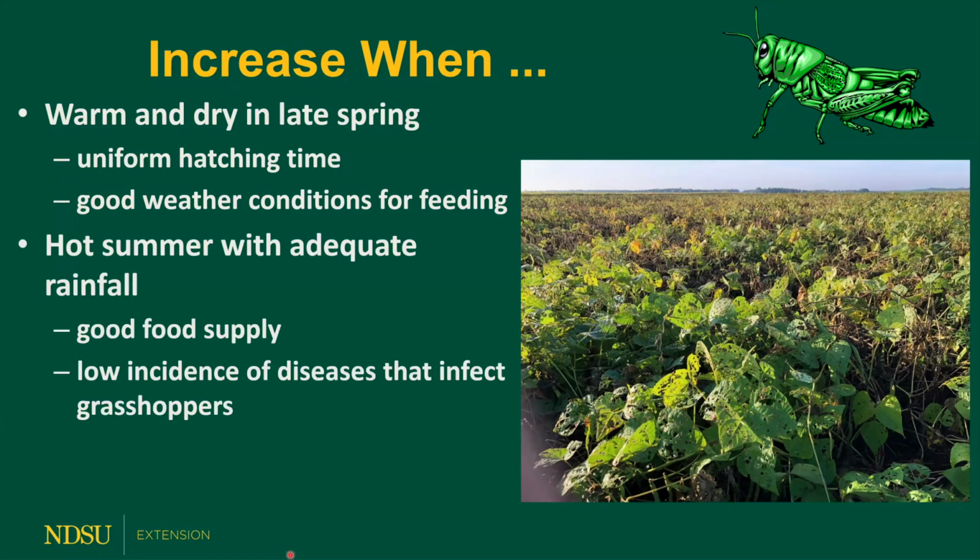And then the hot summer temperatures and adequate rainfall ensure that the crops are growing well and plenty of food for the grasshoppers to eat. And that also decreases the amount of diseases that can infect the grasshoppers and kill them. Late fall, we got a long egg laying period, which we've had the last several years. So there's plenty of time for that female to lay her eggs. And as you can see, there's quite severe defoliation in this bean field.